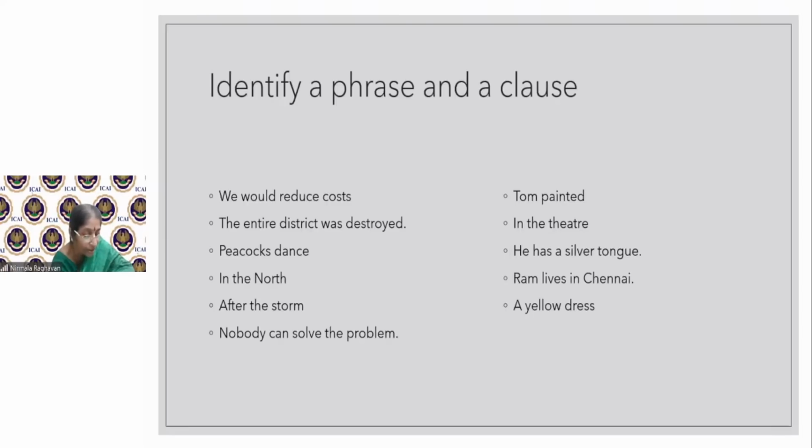Okay, now I give you the answers. You may check. "We would reduce cost": main clause. "The entire district was destroyed": clause. "Peacocks dance": clause. "In the north" is a phrase. "After the storm" is a phrase. "Nobody can solve the problem" is a clause. "Tom painted": clause. "In the theater" is a phrase. "He has a silver tongue": clause. "Ram lives in Chennai": clause. "A yellow dress" is a phrase. Okay, now let's move on.